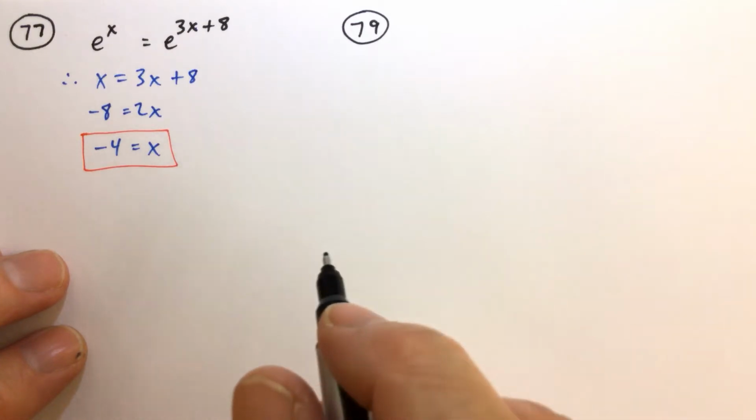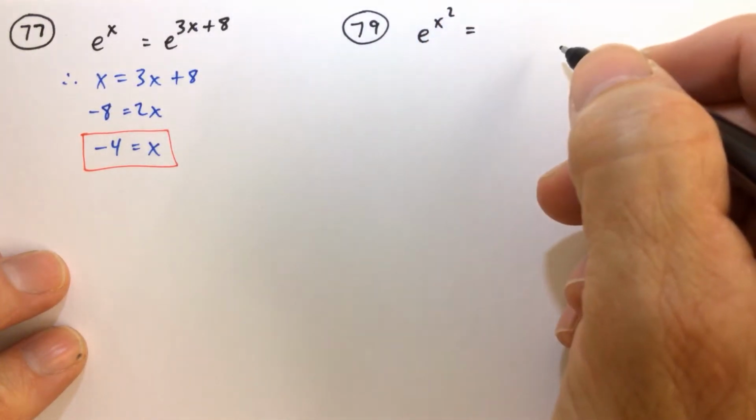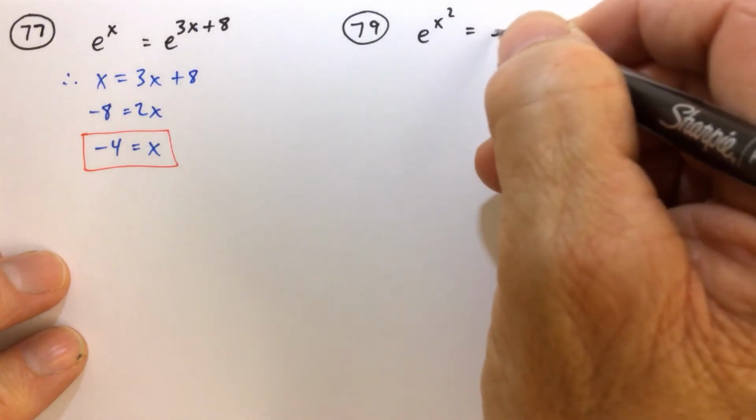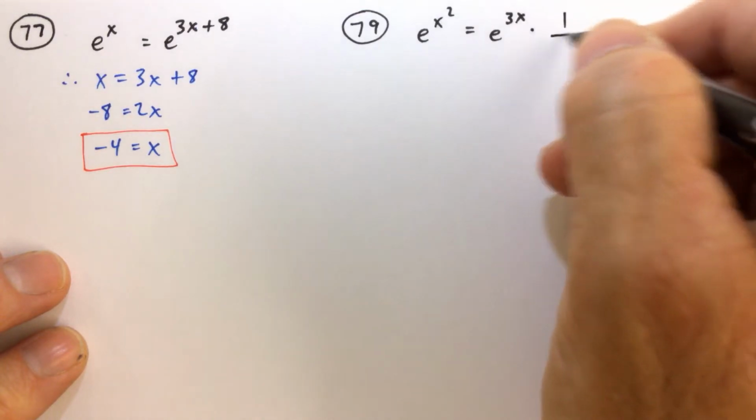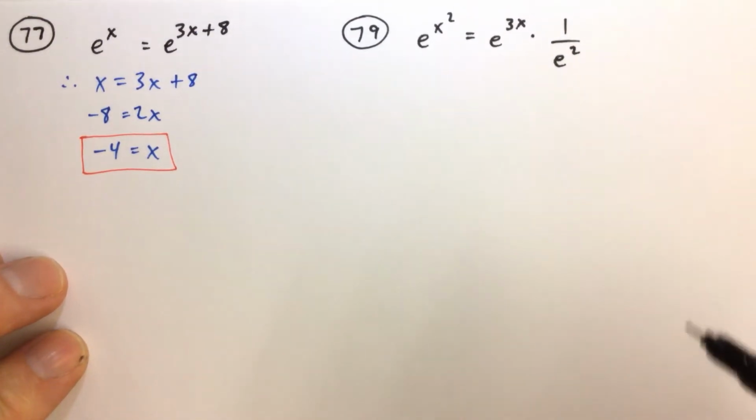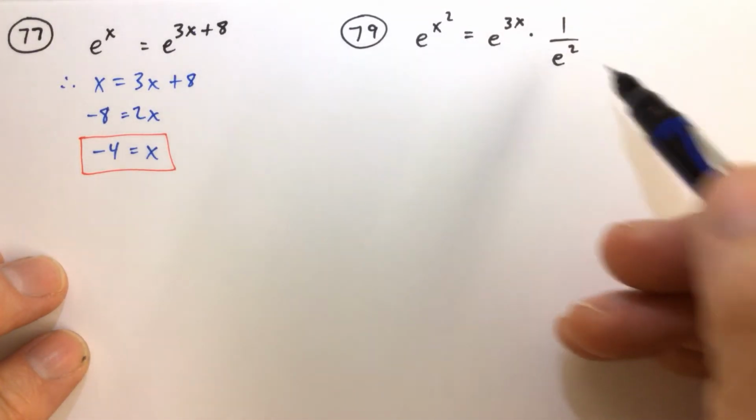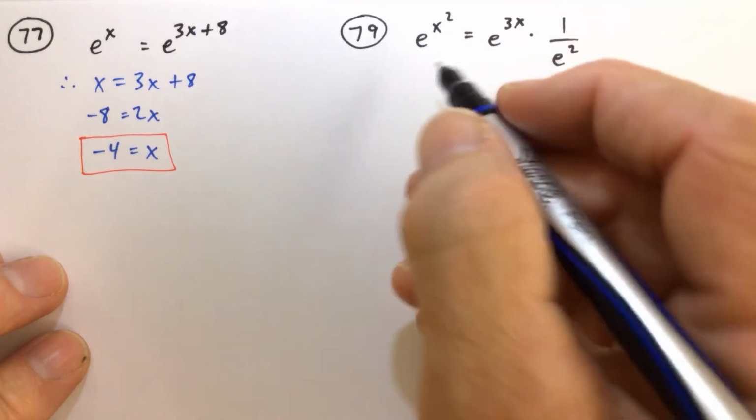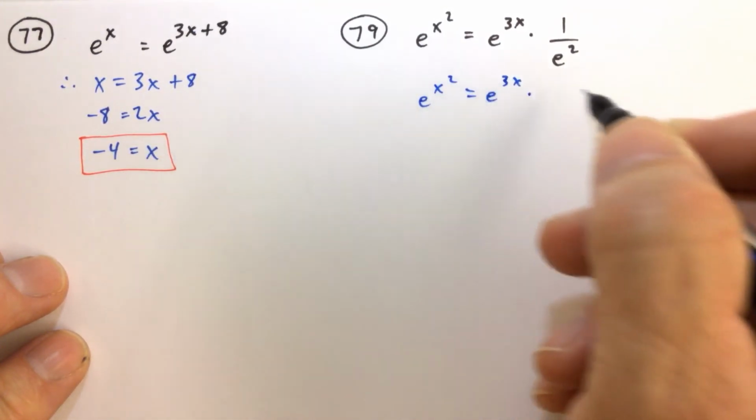Number 79, we have e to the x squared on the left side, and on the right side, we have e to the 3x multiplied by 1 over e squared. Okay. So this is a good problem because the first thing we realize is that every single one of the terms that we see here is e to some power. Now, this guy here is the same. This guy here is the same. But what do we do with this?